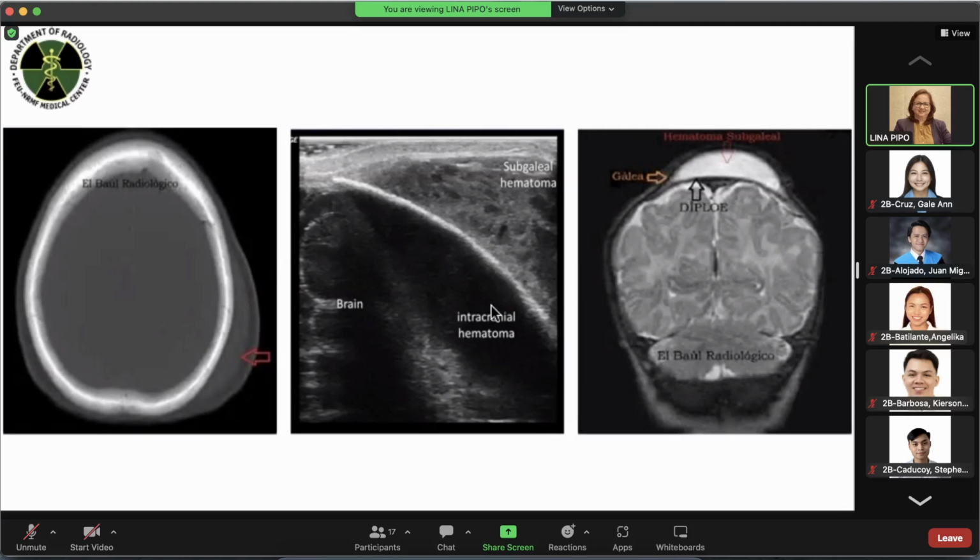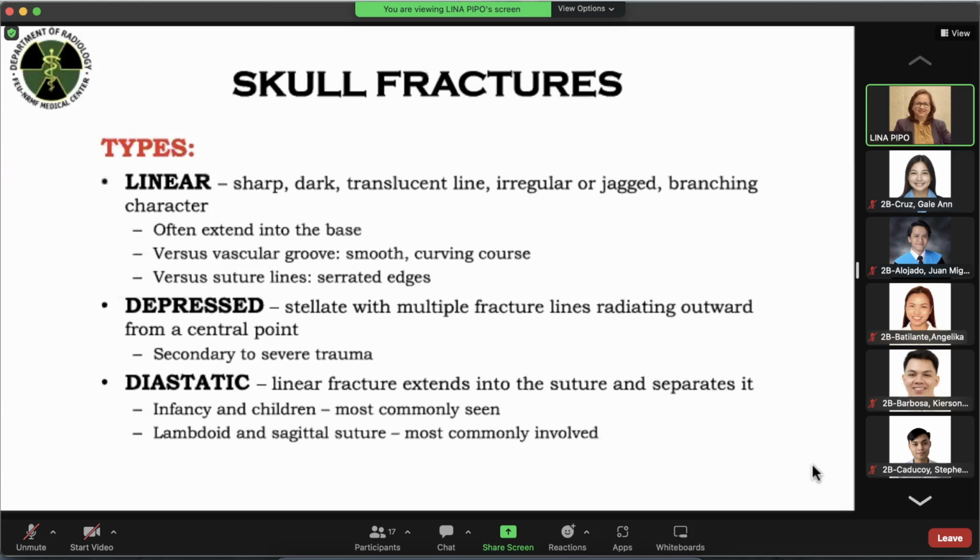Okay, so another one, ultrasound showing intracranial hematoma in this area, and this is your subgaleal hematoma. And then this one is an MRI coronal view, where you will see a big subgaleal hematoma in this area. And the next are the linear fractures, the skull fractures.